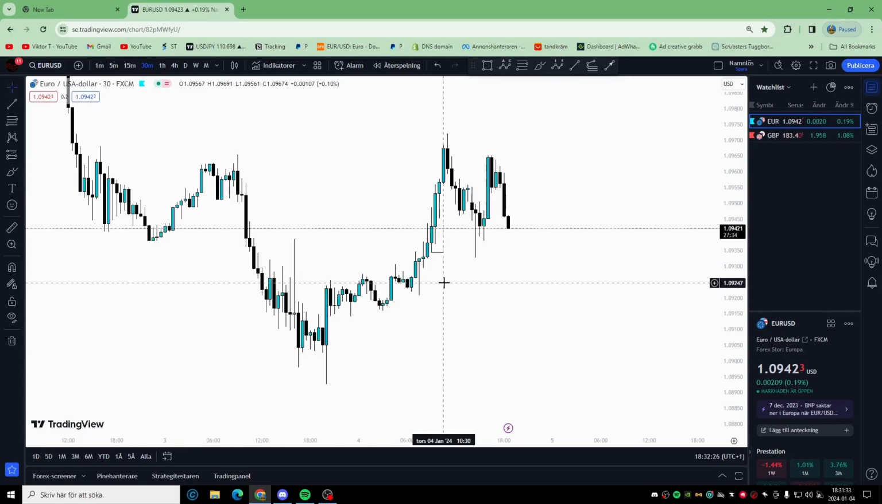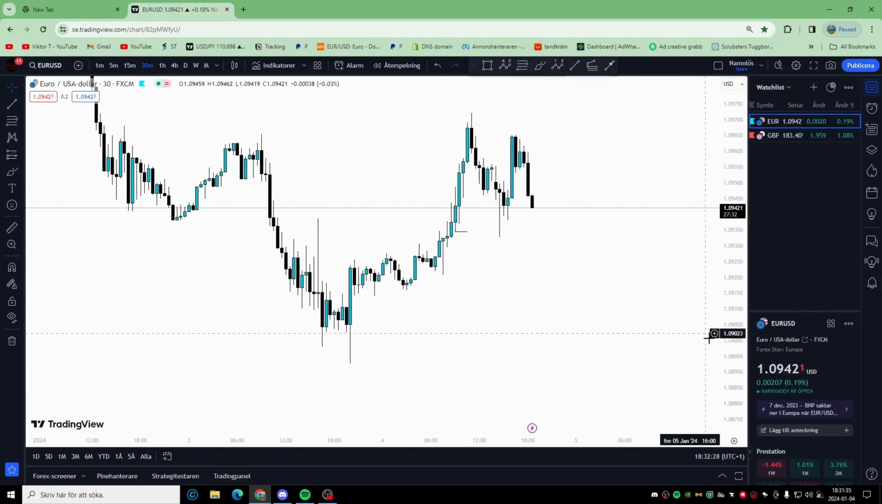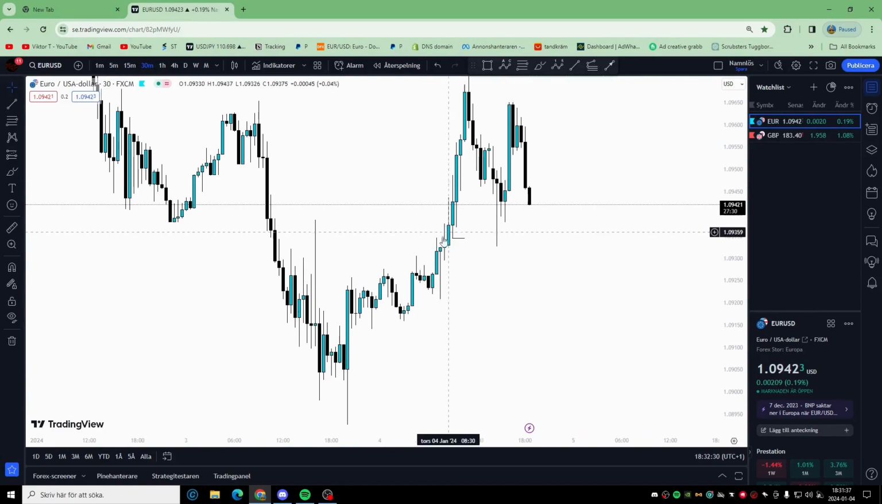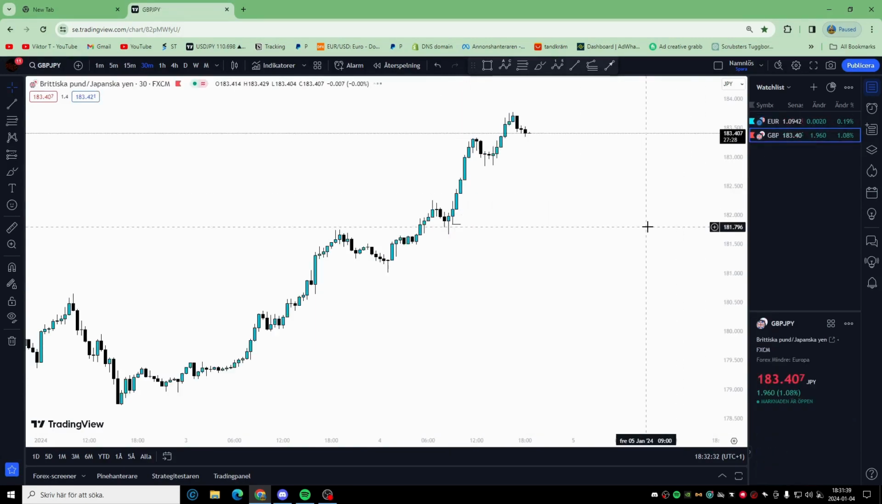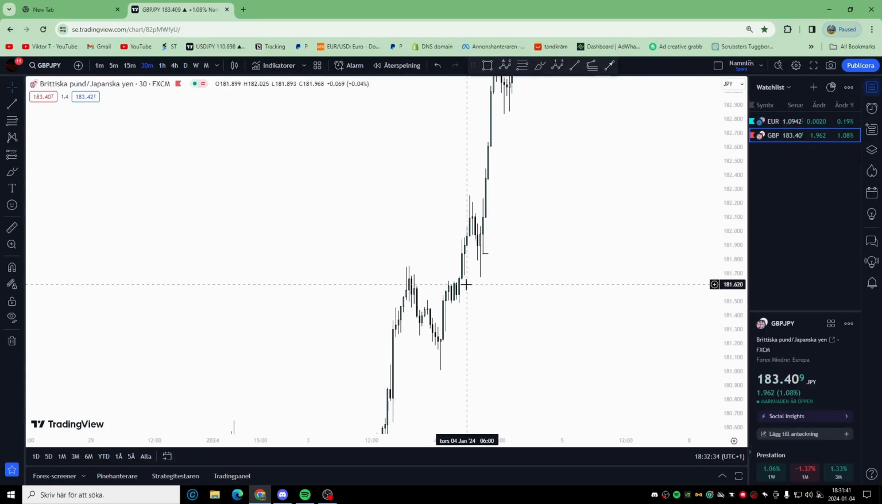I don't want this video to be too long, but this break right here is not the same as the GBP trade. You see, we get a break from this structure point and then coming down. This is a more simple trade.